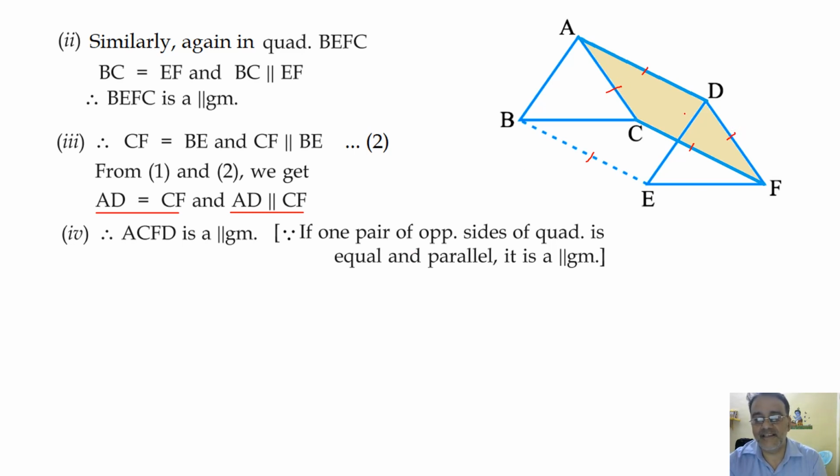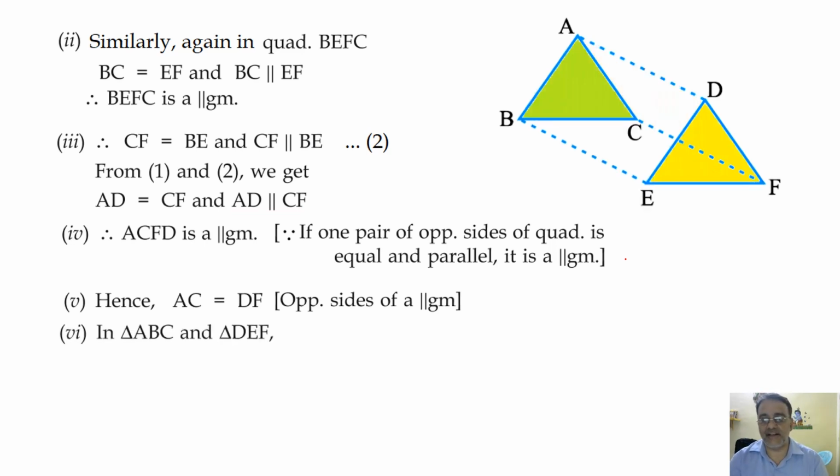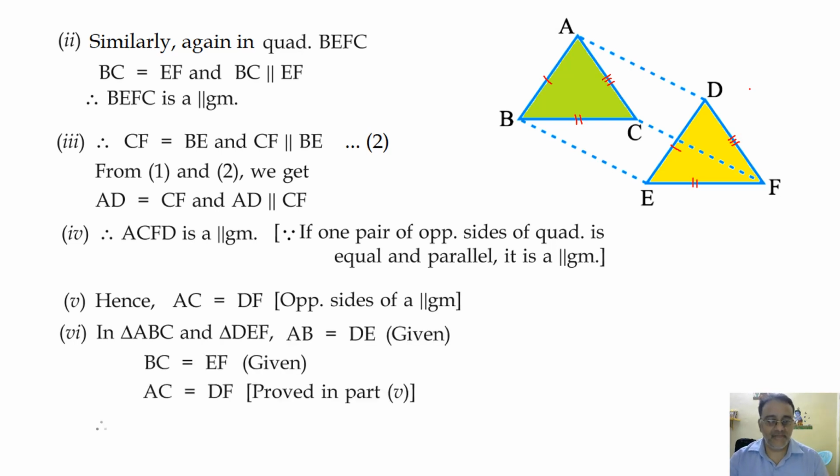Hence, AC is equal to DF. Why? Opposite sides of a parallelogram are equal. Now lastly we have to prove these two triangles congruent. So already it is given AB is equal to DE. Already it is given BC is equal to EF in the question, and just now we have shown proof that AC is equal to DF. So these two triangles are congruent by which criteria? SSS criteria. Right, SSS congruence rule. Any doubt? No, sir.